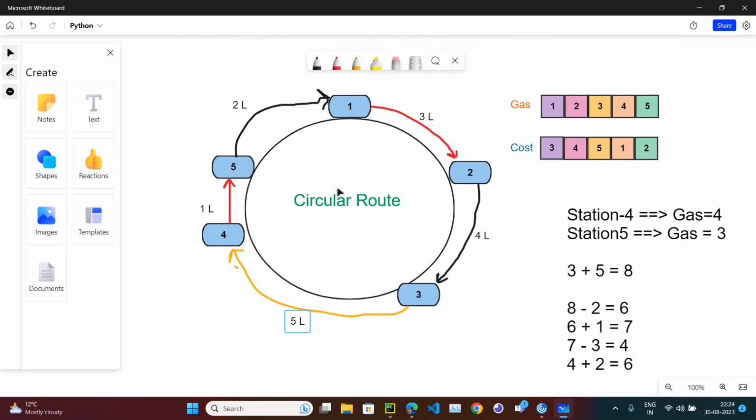We have, as an example, how many liters of gas in total? 1, 2 plus 1, 3, 3 plus 3, 6, 6 plus 4, 10, 10 plus 5, 15. We have 15 liters of gas in total.